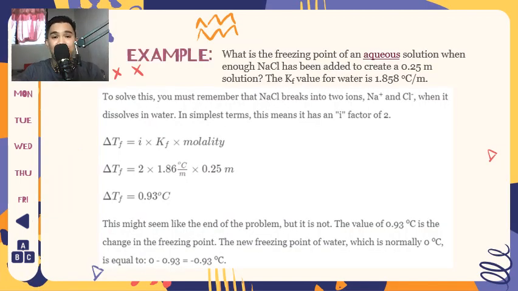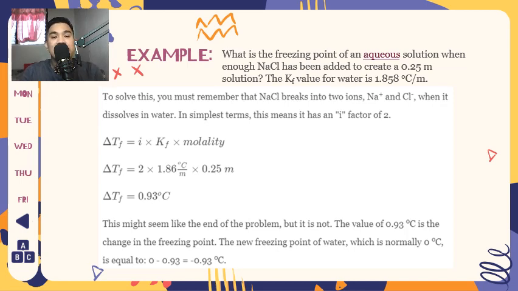So let's have an example. What is the freezing point of an aqueous solution when enough sodium chloride has been added to create a 0.25 molal solution? The K sub F value for water is 1.858 degrees Celsius per mole. To solve this, you must remember that sodium chloride breaks into two ions, the sodium ion and the chloride ion, when it dissolves in water. So in simplest terms, this means it has an i factor of 2.